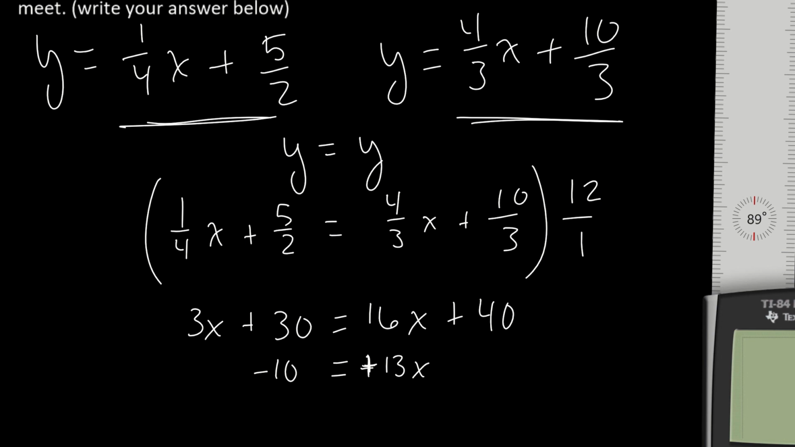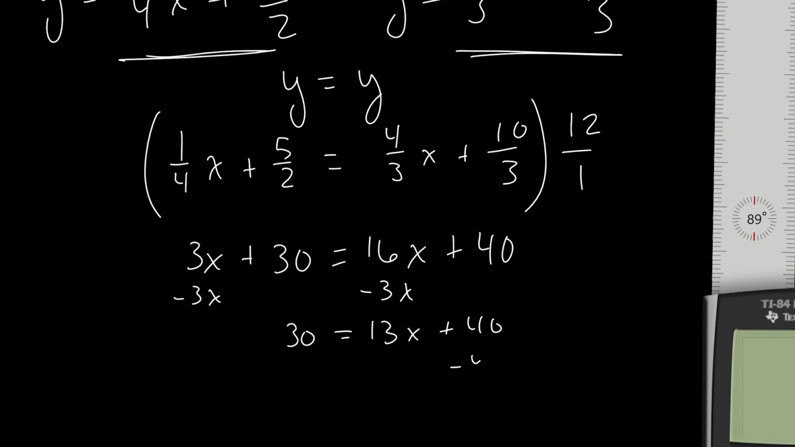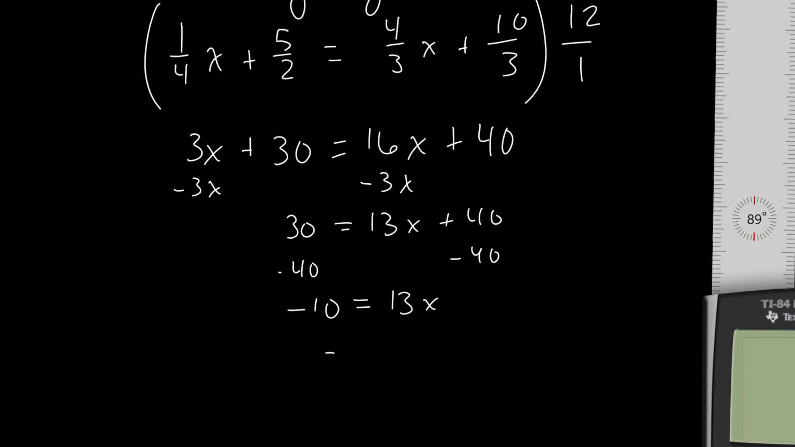Boy, I could sit here and do, you know what? I know that's right now, but if I'm being that dysfunctional, I should probably just, okay, so that's 30 is equal to 13x plus 40. And then if I take away 40 from each side, 30 minus 40 is negative 10. And over here I've got 13x. And to get x alone, it's negative 10 divided by 13. So there's the value of x.